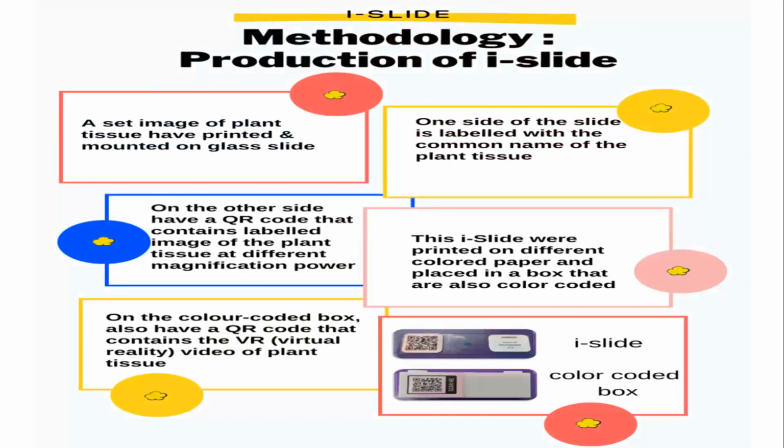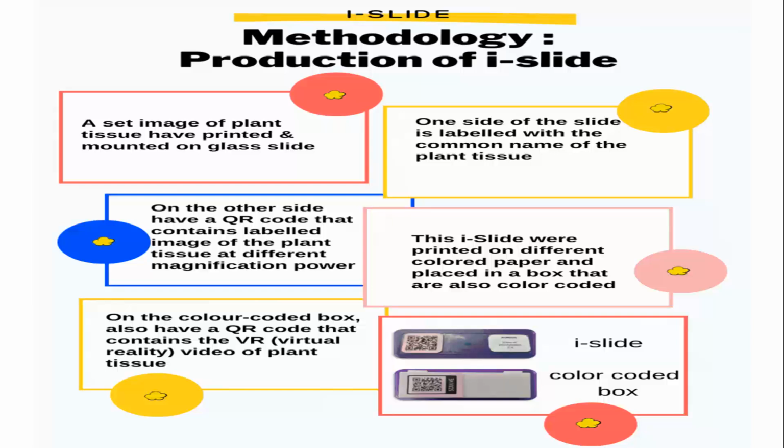Methodology in the production of iSlide. A set of images of plant tissue have been printed and mounted on glass slides. One side of the slide is labeled with the common name of the plant tissue. On the other side is a QR code that contains a labeled image of the plant tissue at different magnification power.